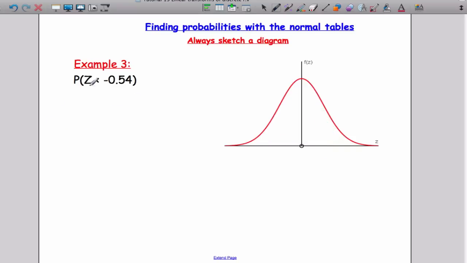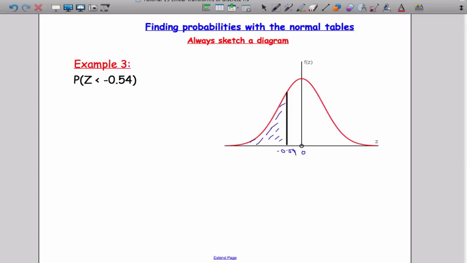Suppose I want the probability that Z is less than minus 0.54. So I want minus 0.54, which is going to be somewhere over here. So we sketch my diagram, minus 0.54. And I want the probability that Z is less than that value. So I'm interested in this area here.